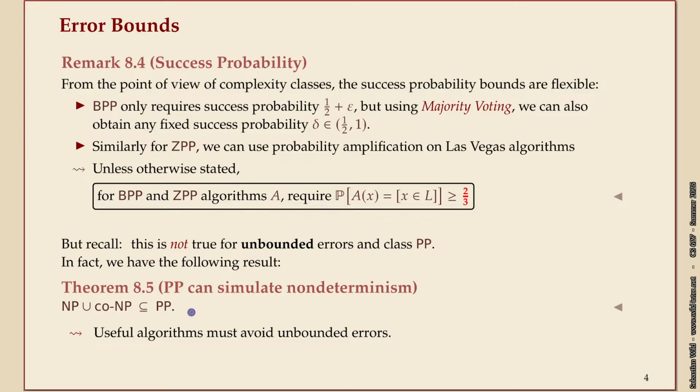But here comes the real bummer for PP. PP contains all problems in NP. And while we're at it, it also contains all problems in co-NP. So this seems really strange, and it's just an indication that unbounded error is useless. You can do almost anything with that, which on the flip side means just because you have an unbounded error algorithm doesn't help you at all.